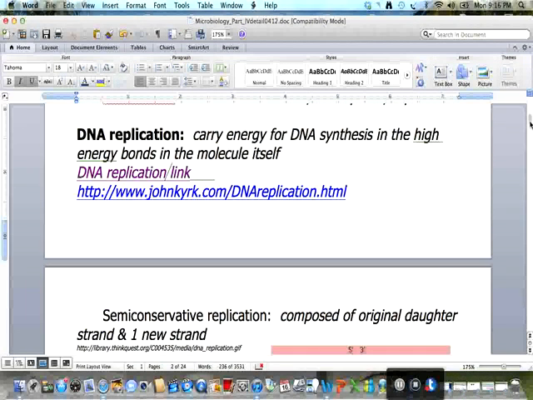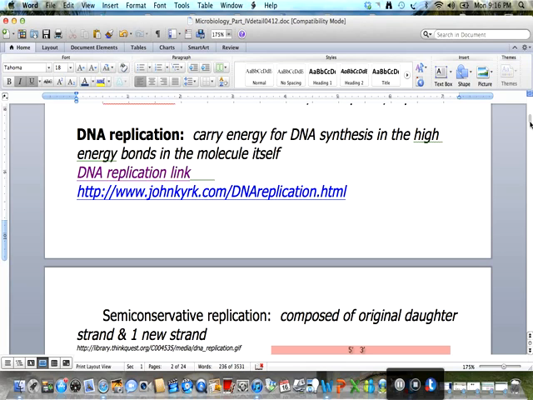When DNA replicates, it carries the energy for synthesis within the high-energy bonds of the molecule itself and does not need further energy from the cell. Replication is semi-conservative because of the new DNA being composed of one original daughter strand and one new strand.